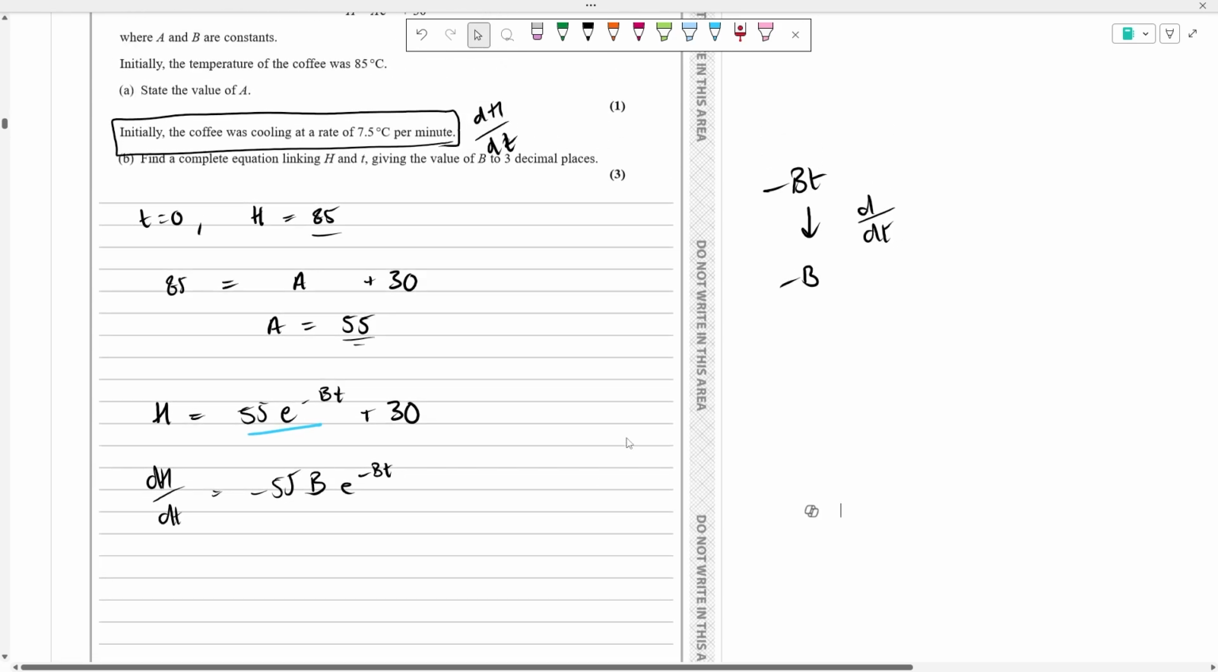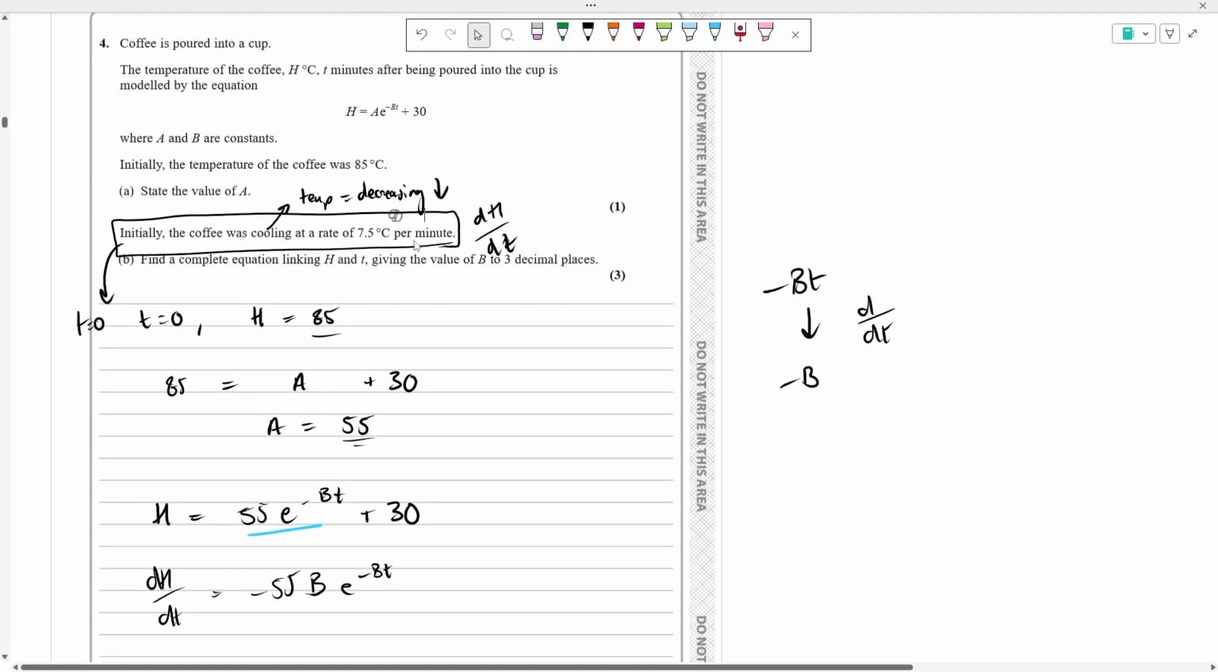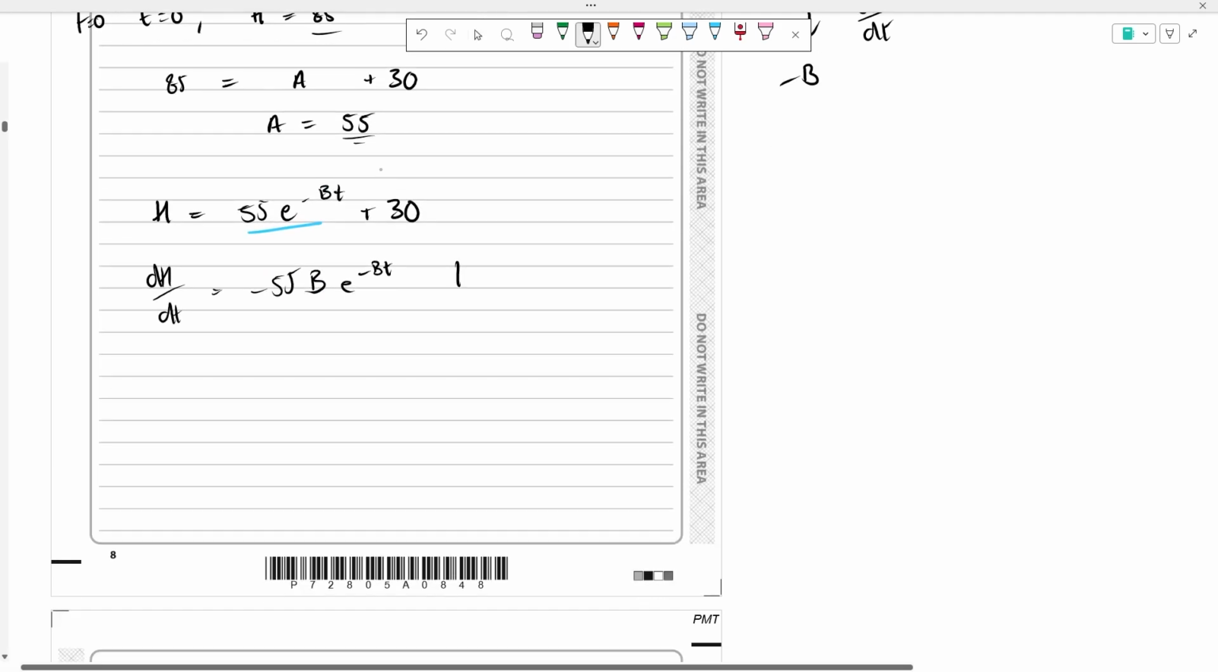All right, it says that when initially, that always means t is equal to 0, by the way. The coffee was cooling at a rate of 7.5 degrees per minute. So if the coffee is cooling, that means our temperature is decreasing. So that means this is going to essentially be negative, and we'll take account of this in some way. But this essentially means that when t is 0, our dH over dt must equal minus 7.5. So I'm going to put this t into here. Again, this is very similar to what we did in part A. So this becomes e to the 0, which is just 1. Therefore, minus 55b must equal minus 7.5.